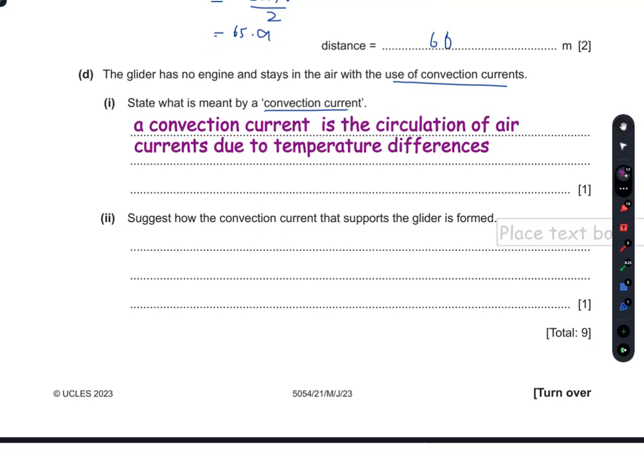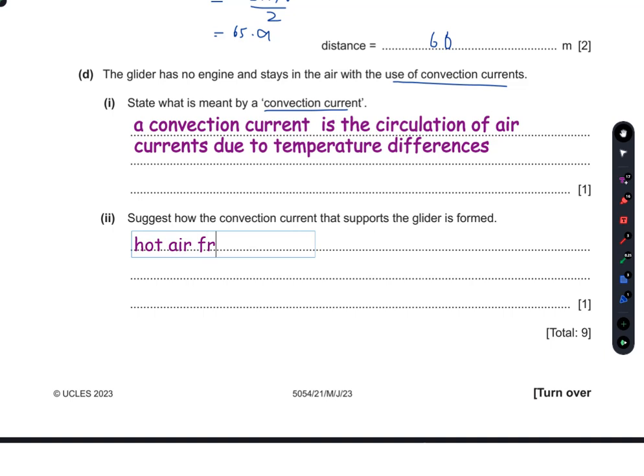Now suggest how the convection current that supports the glider is formed. Again, a convection current is formed because of the temperature differences. As a result, less dense air rises upward. What is less dense air? Hot air. So I will write here hot air from chimneys, or you can say the factories, kilns.